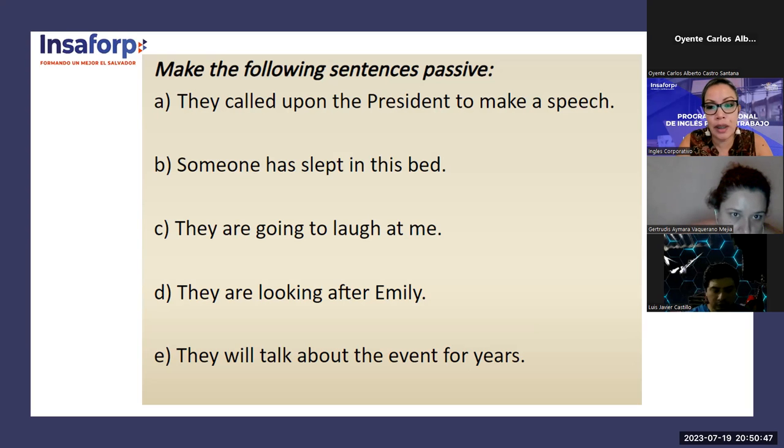La preposición iría de último. This bed has been slept in. Y ahí le pueden agregar opcional by someone. Ahí se las escribí en el chat también.